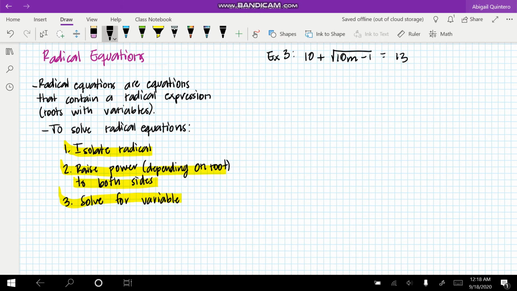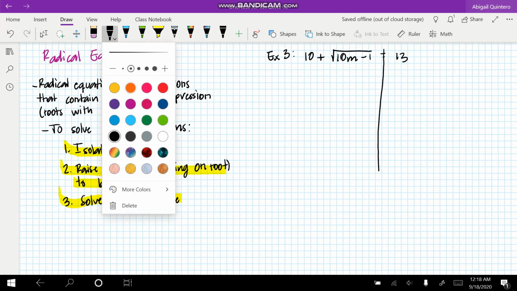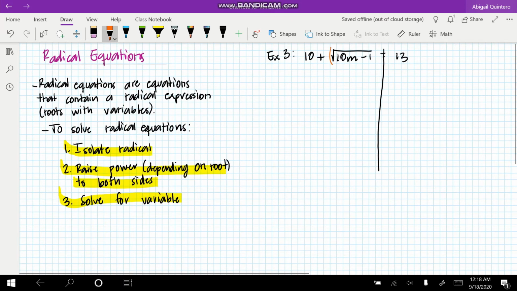And now for exercise 3 for radical equations, we have 10 plus the square root of 10m minus 1 equals 13. Now this one, in contrast with the other two, we don't have the radical expression completely by itself or isolated on one side of the equation, right? We have that 10 plus and then the square root of 10m minus 1. So basically, this right here is what we want to isolate.